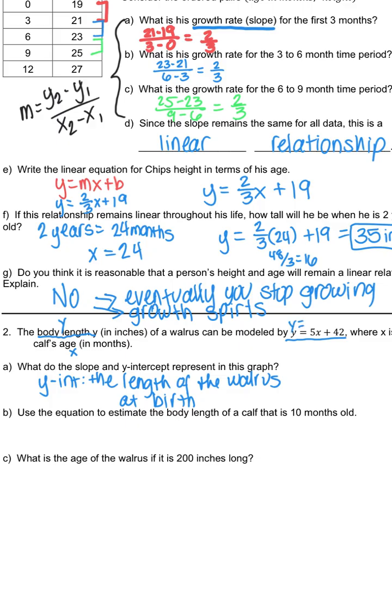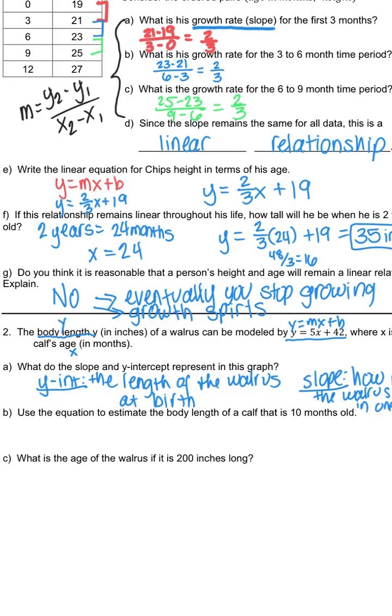Because we have y equals mx plus b. So our slope is how much the walrus grows in 1 month. The walrus grows in 1 month. So we're not using number values for these. We're just explaining what each thing represents.